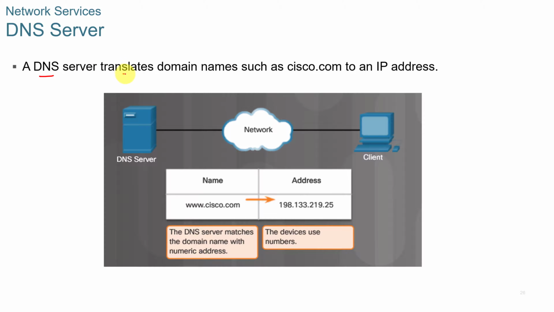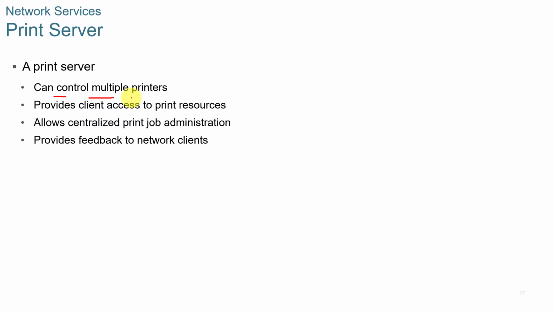A DNS server translates domain names such as cisco.com to an IP address. So you would type in cisco.com or www.cisco.com, and it would translate that to an IPv4 address or an IPv6 address. A print server can control multiple printers.